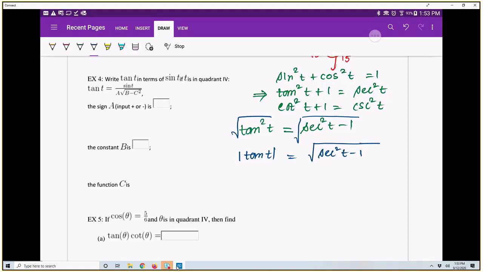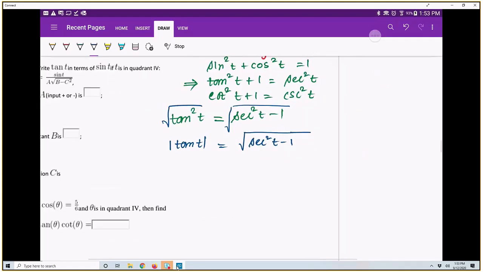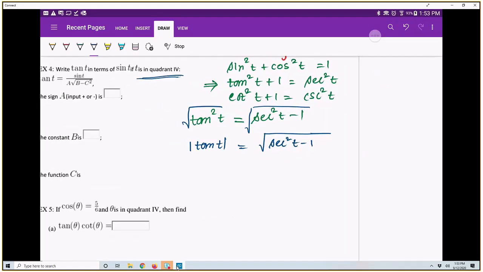So what I do at this point, I tell myself my t is in the 4th quadrant, so I know tangent must be negative. So I will now remove the absolute value sign and say that tangent t is equal to minus the square root of secant squared t minus 1.